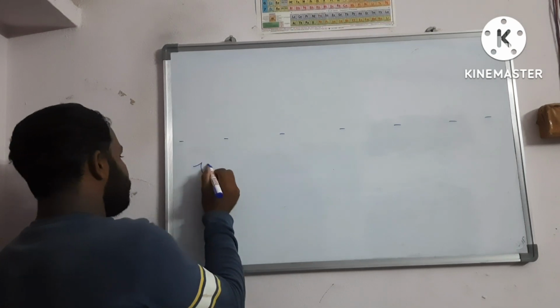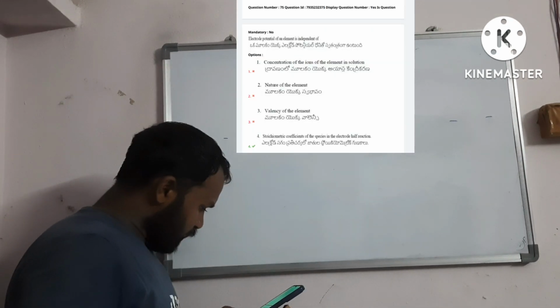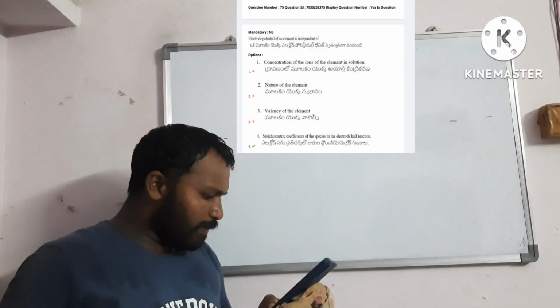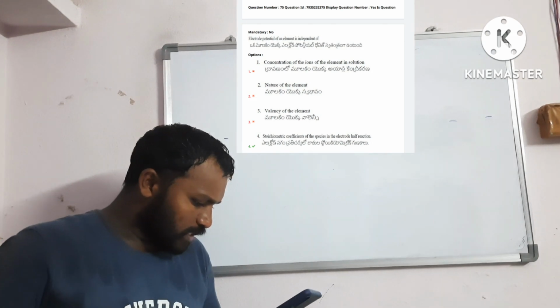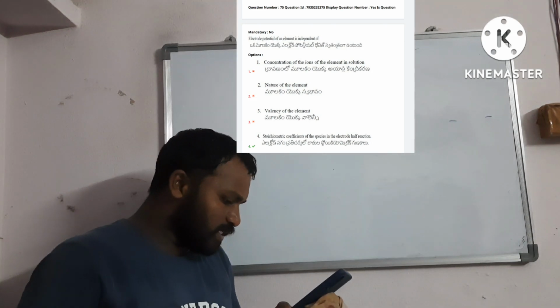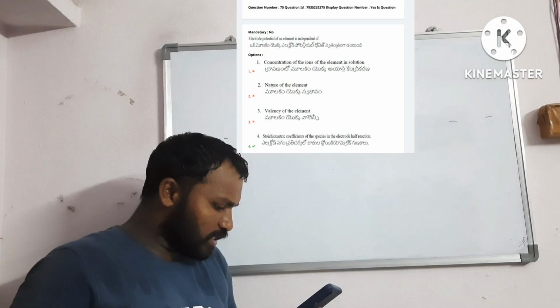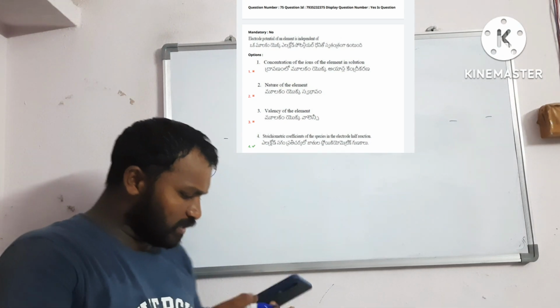Question number 75. Electrode potential of an element is independent of. The direct option is the stoichiometric coefficient of the species of the electrode reaction. Direct question.